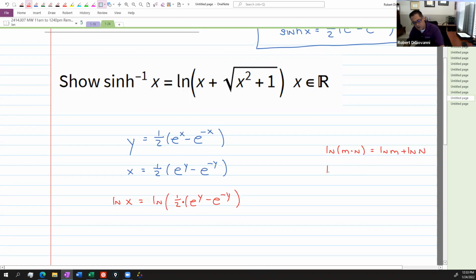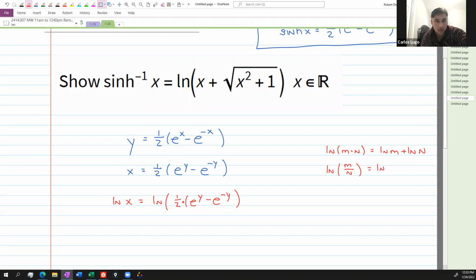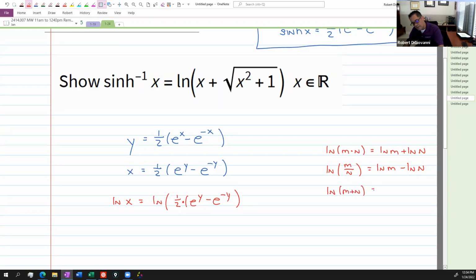That look like a familiar property? And if there was division in there, what would we have done? It'll be subtraction, right? But is there a property for logs that says if you have addition inside, that you can do anything with it? No. There is no property that allows you to split up addition or subtraction in a log.